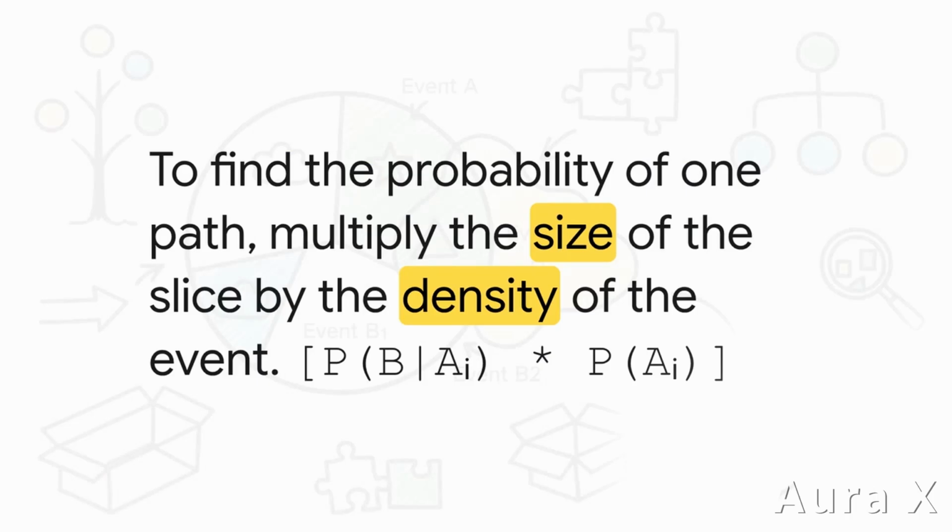And now we put them together. Using that multiplication rule from before, we can find the total amount of cherries in just one slice. We just multiply the size of the slice by the density of cherries inside it. That calculation gives us the probability for just one single path to our outcome.